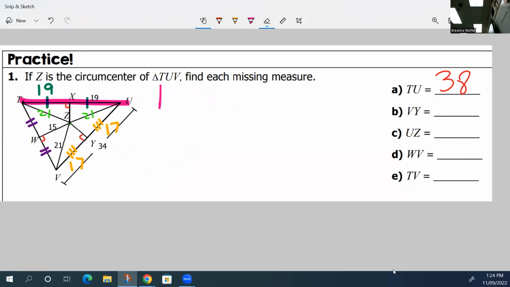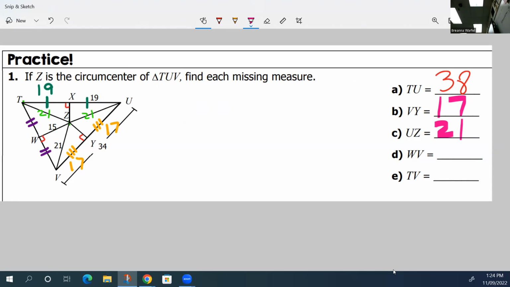And then we're going to move on to the next one. So the next one is VY. So from V to Y. V to Y is here. We already found that, that's 17. All right, U to Z. U to Z is here. We know that that is 21 because we know from any vertex to the circumcenter is congruent from all three vertices. Let's see, W to V.